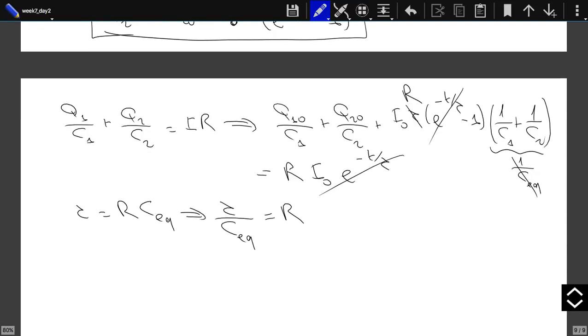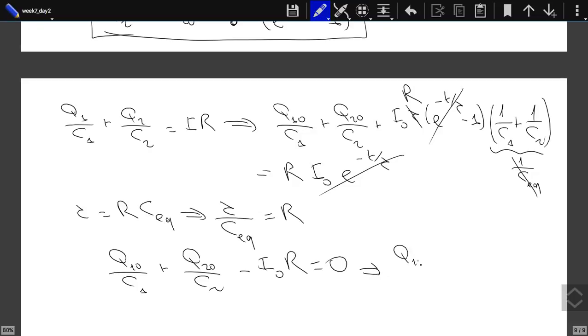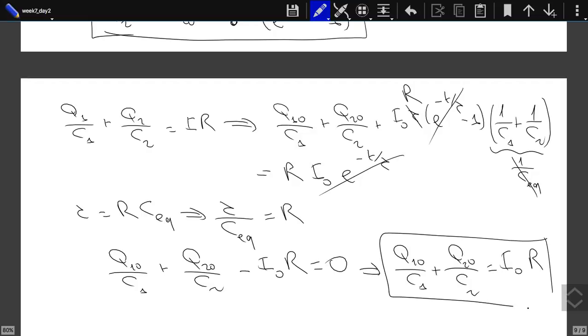And I am left with q1(0) over C1 plus q2(0) over C2 minus I0 times R. This should be equal to 0. Or q1(0) over C1 plus q2(0) over C2 should be equal to I0 times R. And this is your I0.